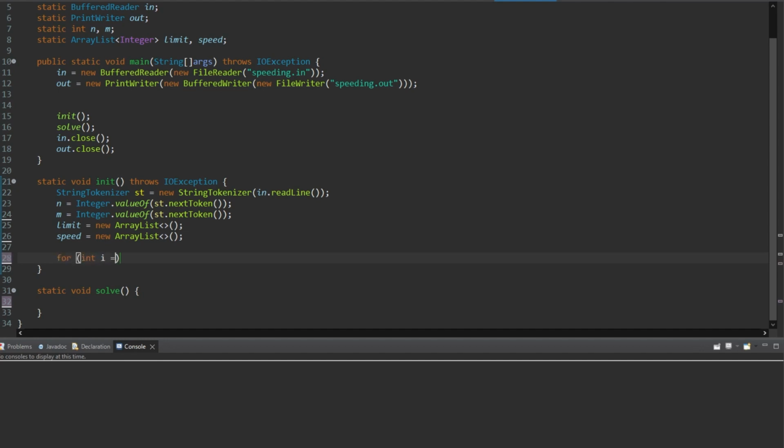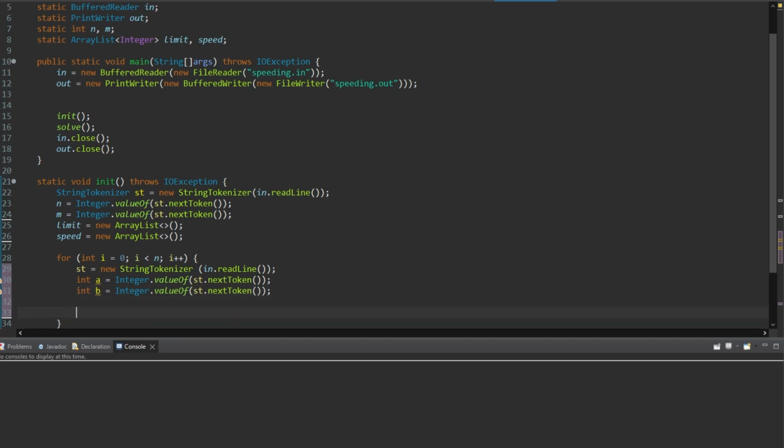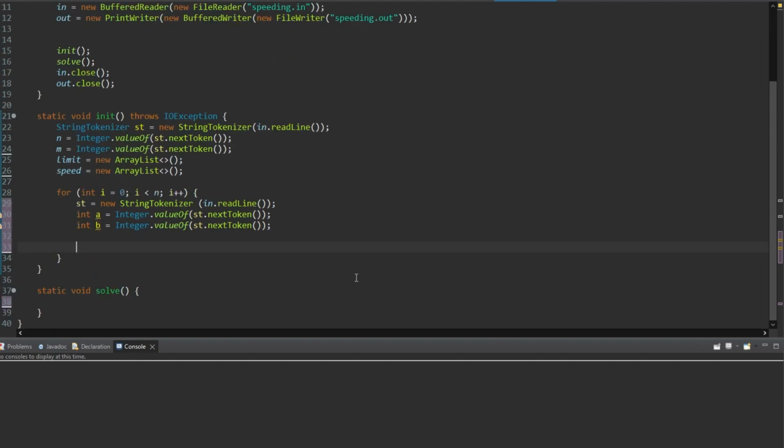So we'll just do for int i equals 0, i is less than n, and then we'll take in another line, and for now we're just going to have temporary variables. The first one is going to be our segment length, and the next one is going to be our actual speed. And so remember the example that I said, right? If we have 50 and 40, that means we have 50 of 40, right? So after we set these up, we can just put those into the actual array list with another for loop.